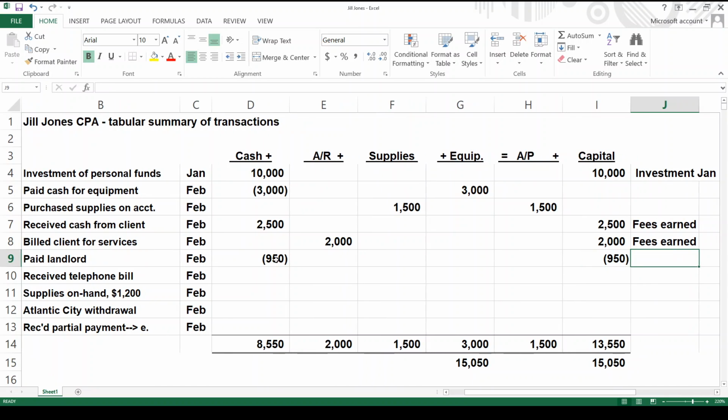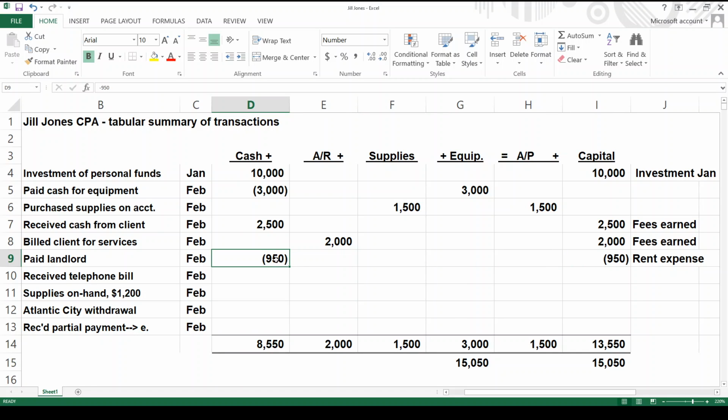And I'm going to give this a creative name. We paid the landlord for what? For the office? Oh, that sounds like rent expense. Yeah? There you go. It's a very common transaction. It's an expense paid in cash.